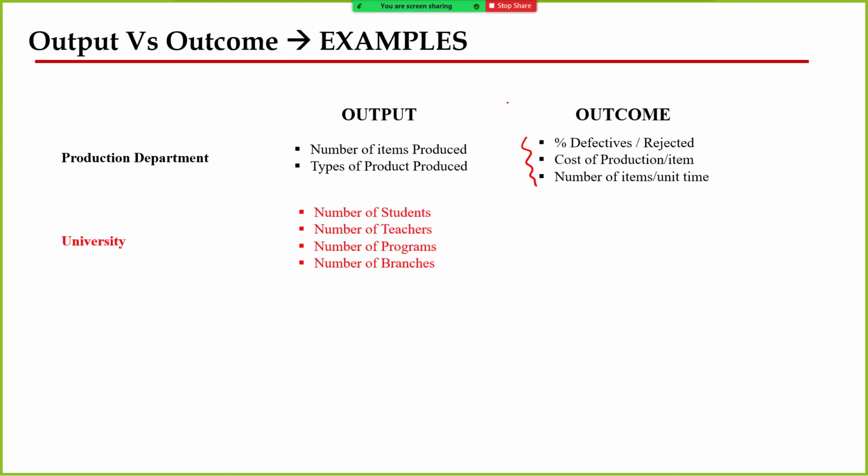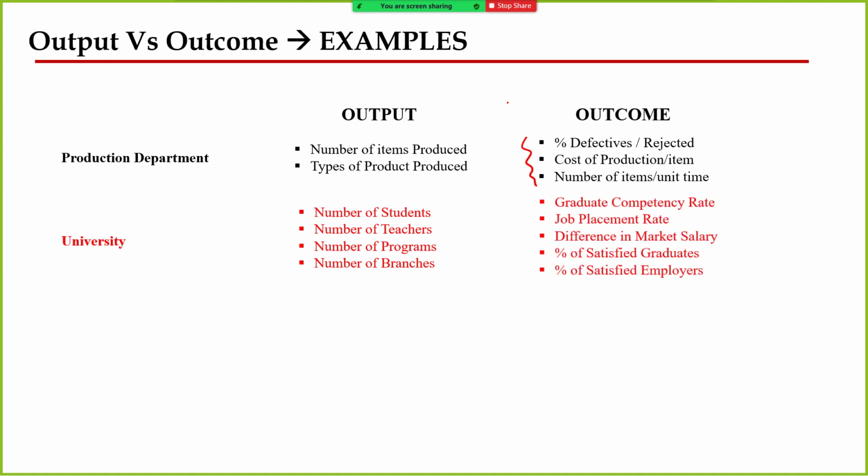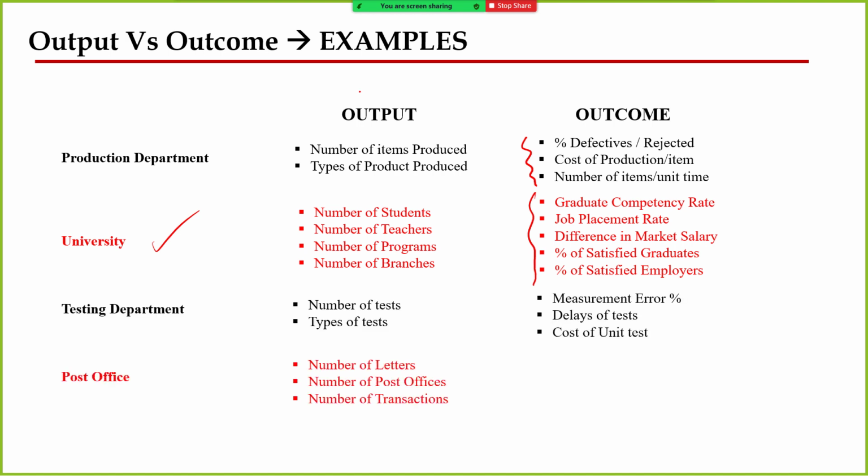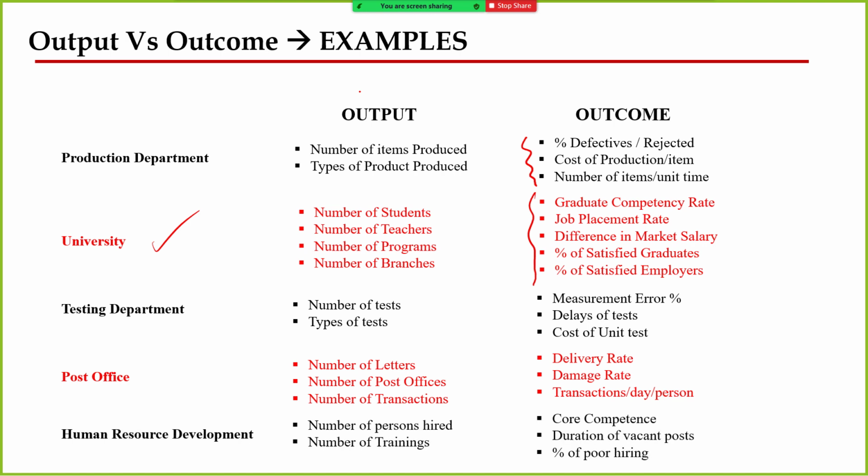Similarly, for the example of a university, the output could be the number of students, the number of teachers the university has, the number of programs. But the outcome is going to be the graduate competency rate, job placement rate, and so on, which we want to measure in order to improve the performance of that particular organization or process. Similarly, we could give examples from a testing department, a post office, and human resource development.